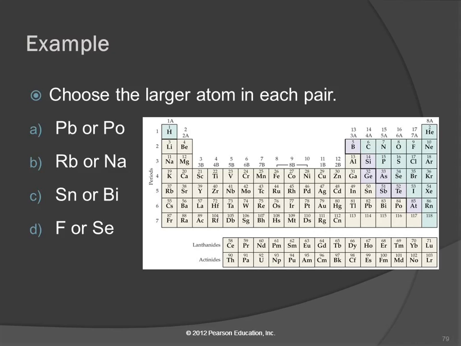Something like this. Choose the larger atom in each pair. So, we have to look at the periodic table. Lead and polonium. Which one's going to be bigger? Lead, right? Because as we go across, more protons, they get pulled in. So it's the lead.